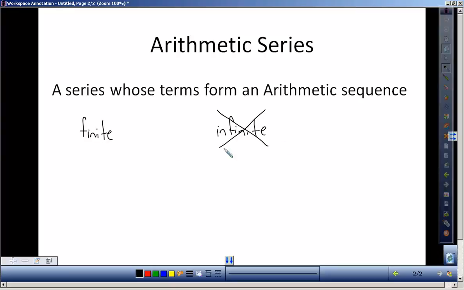It's not going to stop. All right? Finite, however, if it's only got 10 terms, well, I can take those 10 numbers and add them up. If it's got 100 terms, I can take those 100 numbers and add them up. Even if it's got 1,000,000 terms, I could take those 1,000,000 numbers and I could add them up. I can get a sum. So if it's finite, it does have a sum. If it's infinite, it does not have a sum.